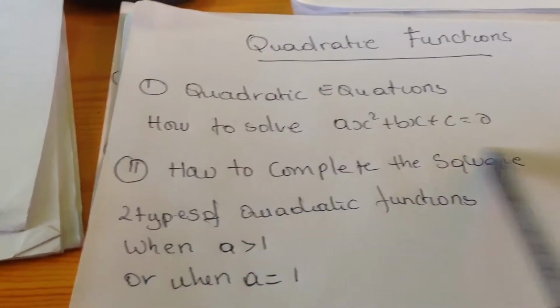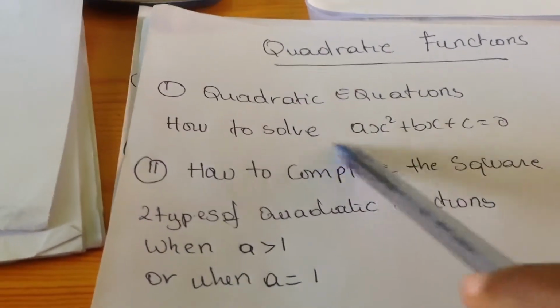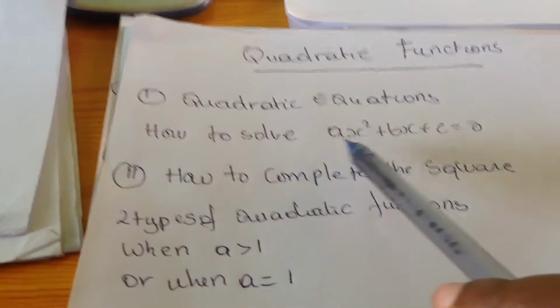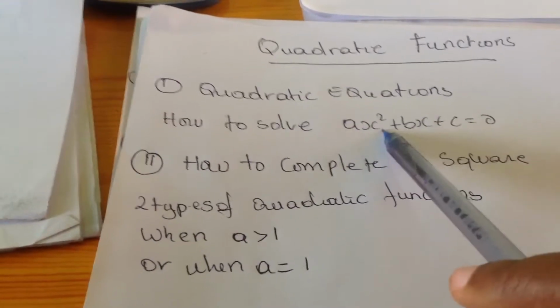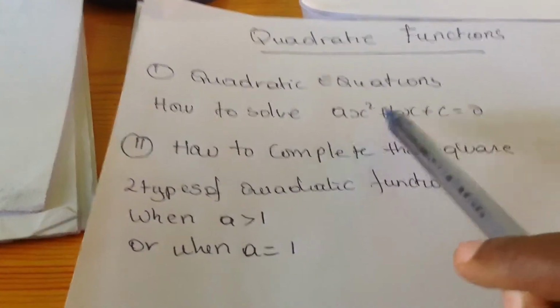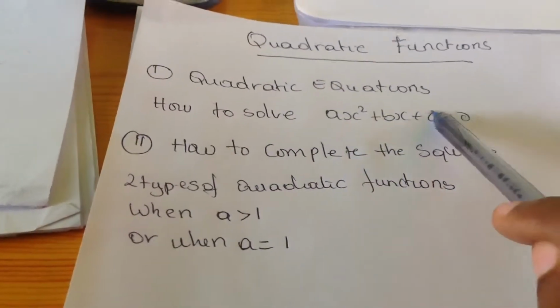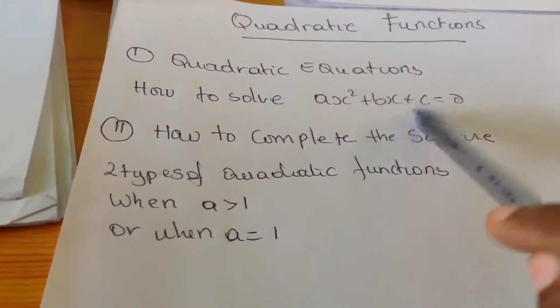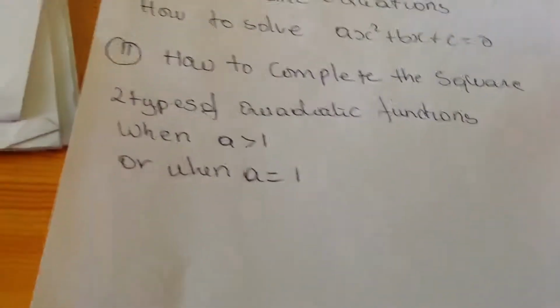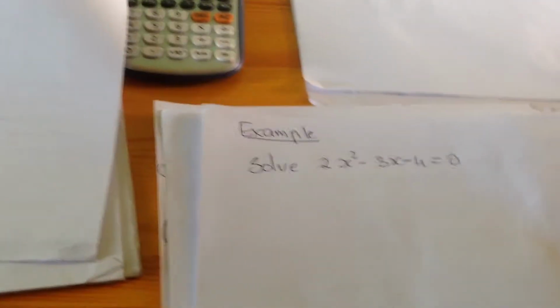So the first thing I want to talk about is how to solve such functions. Basically, when you see a function of this form, with the x squared, with the highest power of x being 2 in the equation, then you should know that you are dealing with a quadratic function. So how do you solve an equation of this form? Let me use an example for you to see. Okay, so this is where we are.